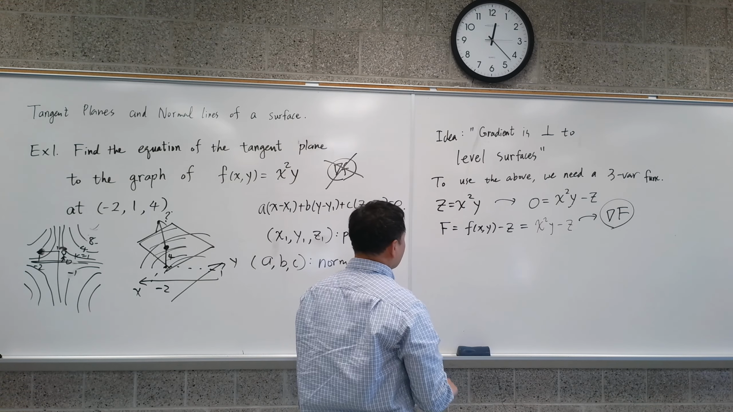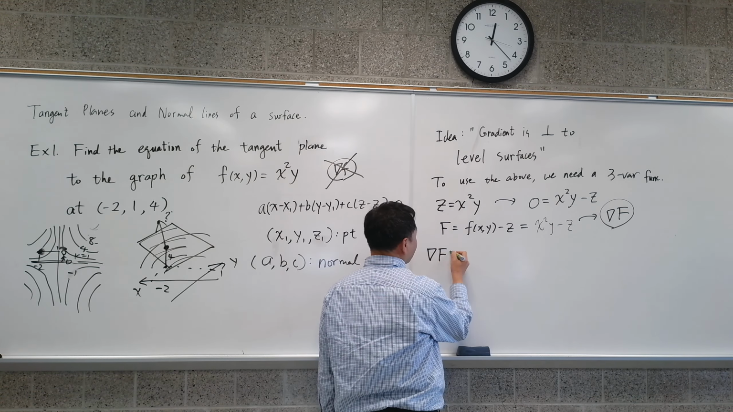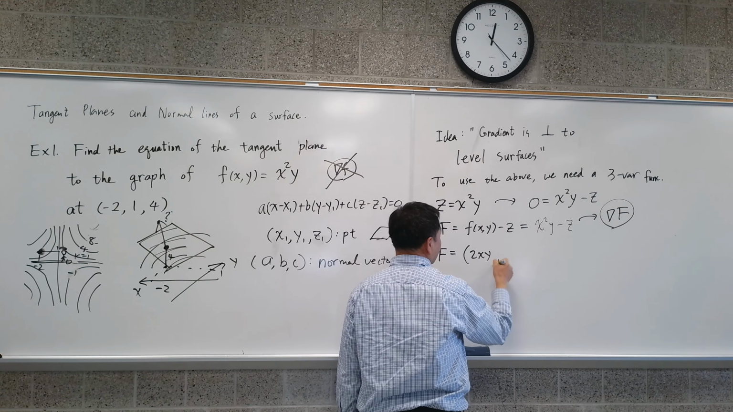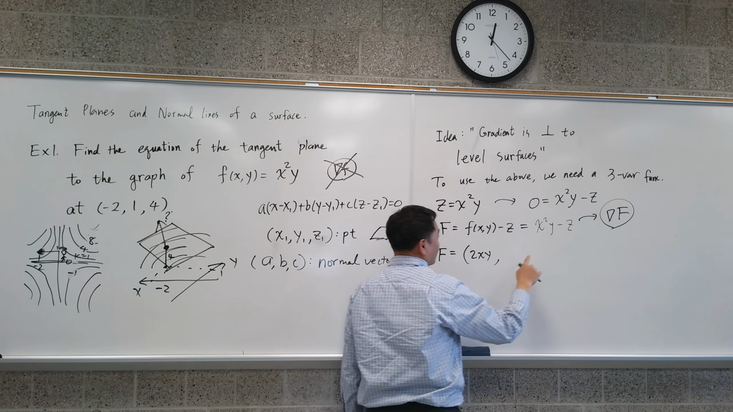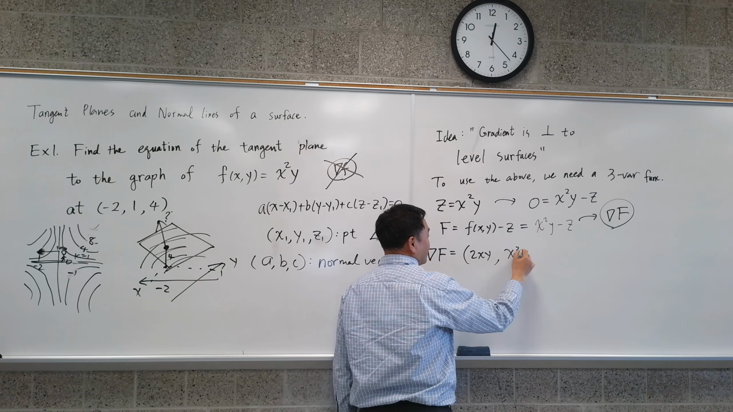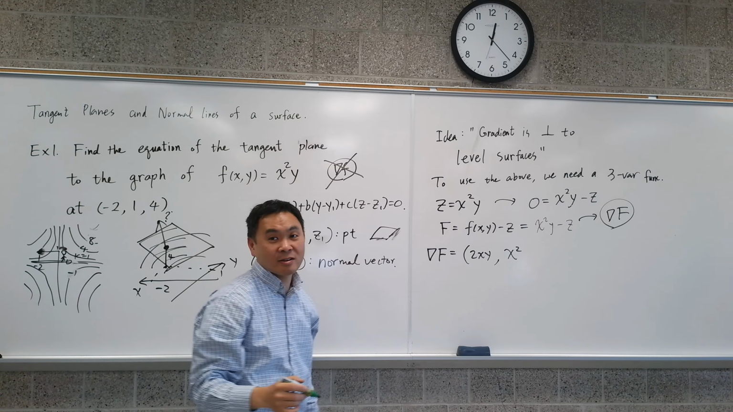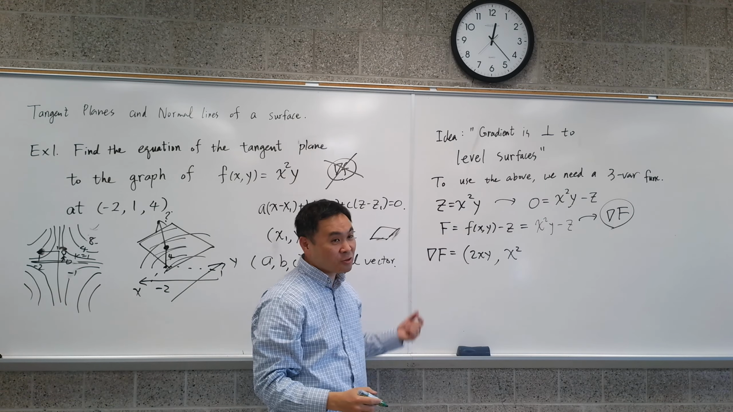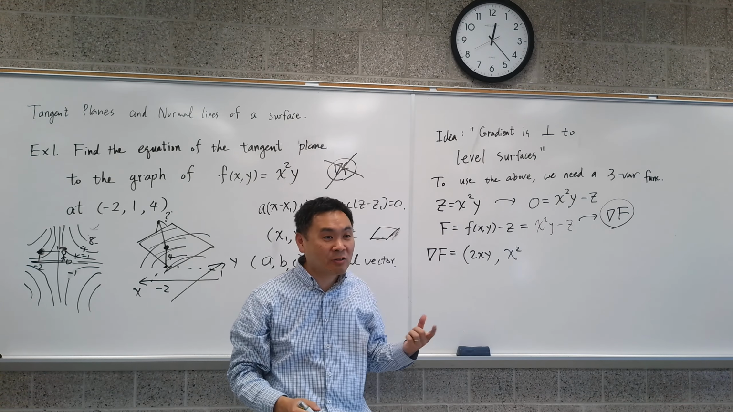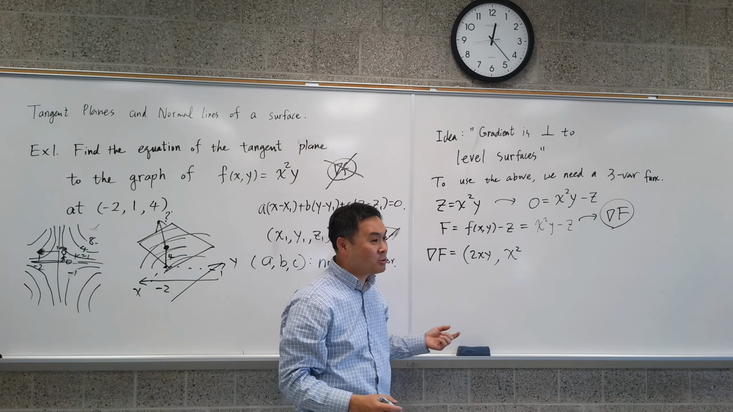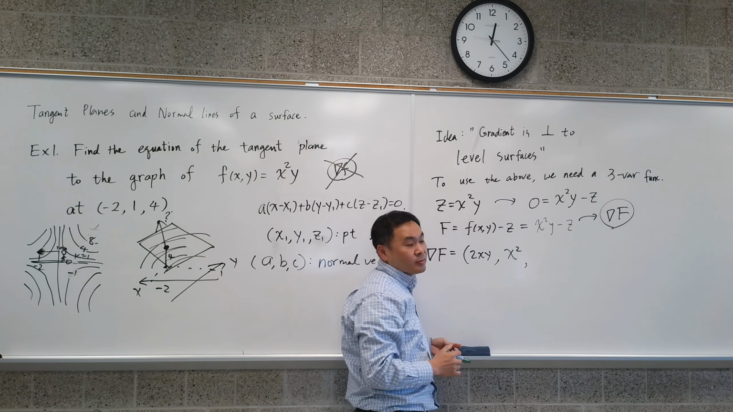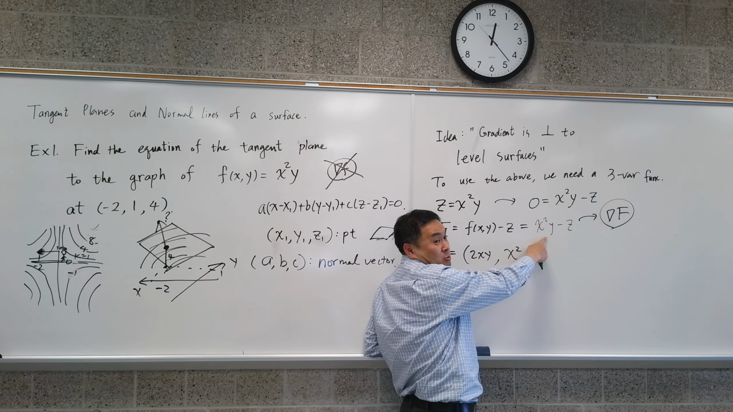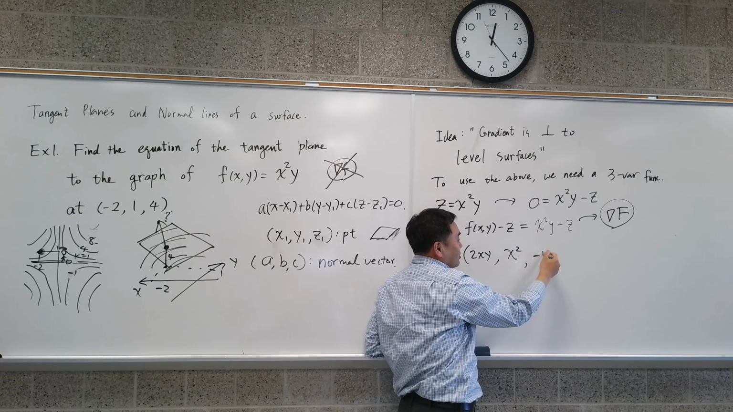Okay, so let's now calculate the gradient of capital F, which is, if I differentiate this by x, 2xy. If I differentiate this by y, I get x squared, right? Is that it? No, because F is a 3-variable function. What's the gradient? You just calculate all possible derivatives, right? So what's next? Comma. x squared y minus 1. Yeah, these are both constants when you do a partial derivative with respect to z, right? So you just get -1.